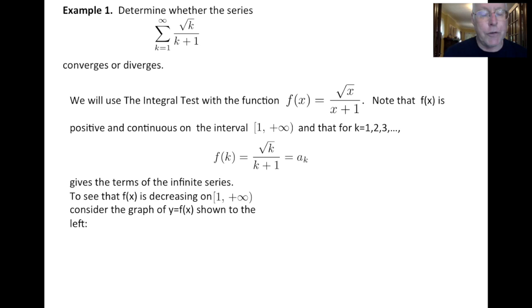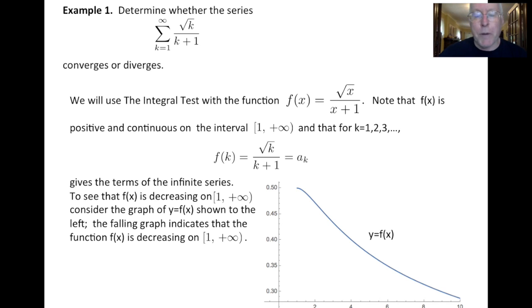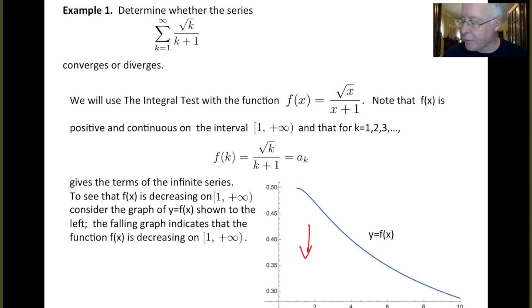A couple ways to do that. The first way is probably not quite proper, but it'll generally suffice for us. You can just graph the function y equals f of x, and we can see from the graph that this function appears to be decreasing. In other words, the graph heads downward.